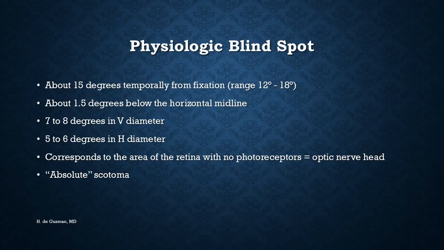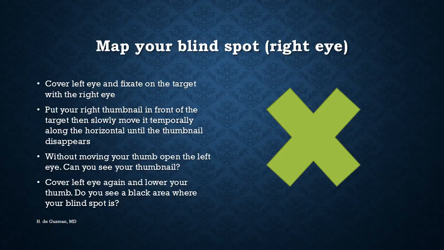The physiologic blind spot is an area of absolute scotoma. Absolute scotoma means that no matter how bright a light you shine on it, even if it's as bright as the sun, there will be nothing seen at that location. This is as opposed to relative scotomas, which are what we will be talking about later on. It would help us understand perimetry and visual field defects better if we were to map our own blind spots. So pause the video and follow the directions on the screen.